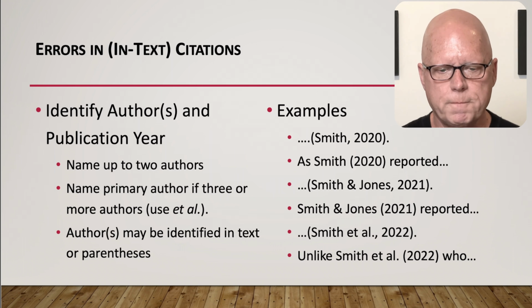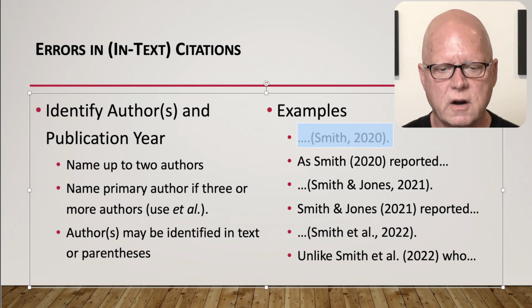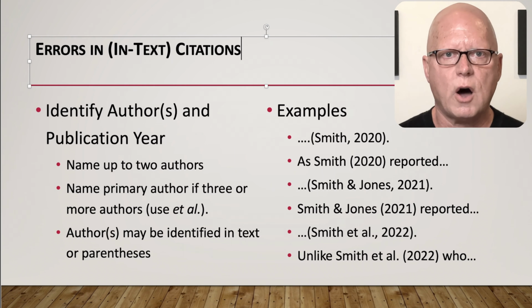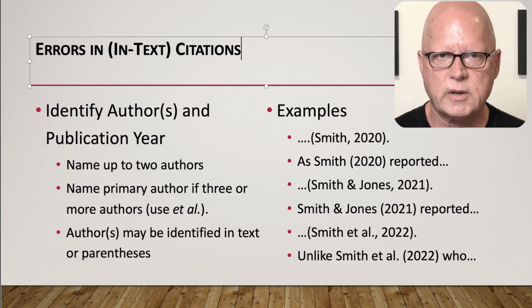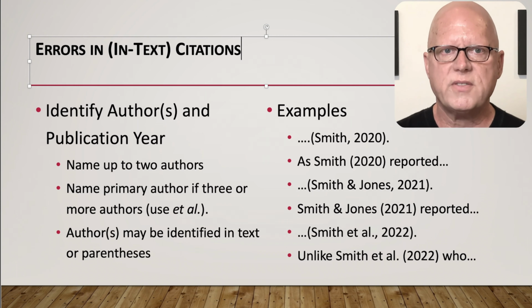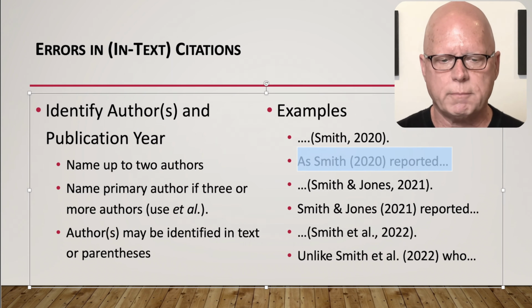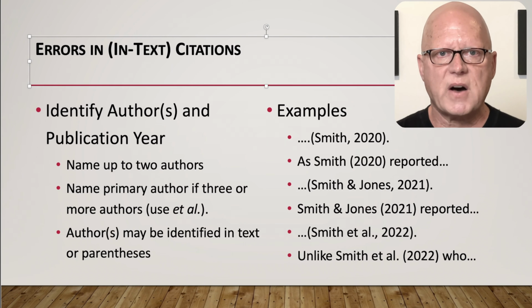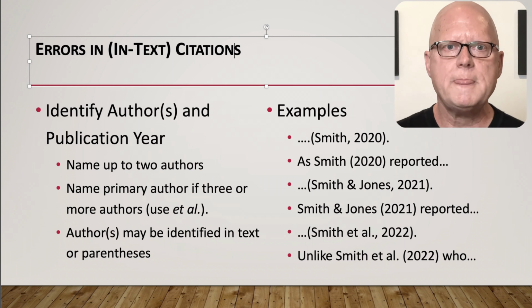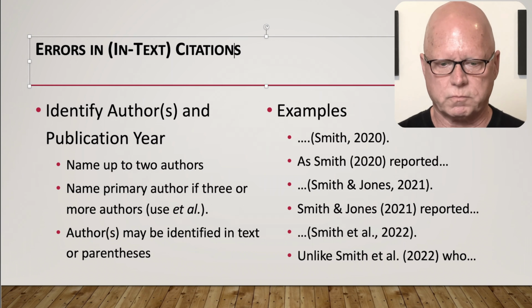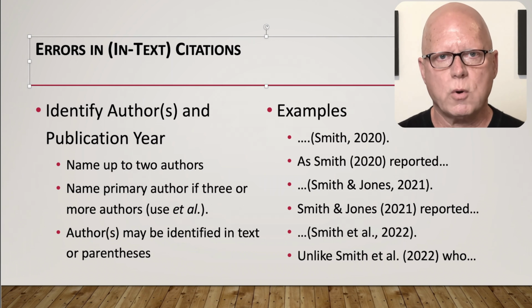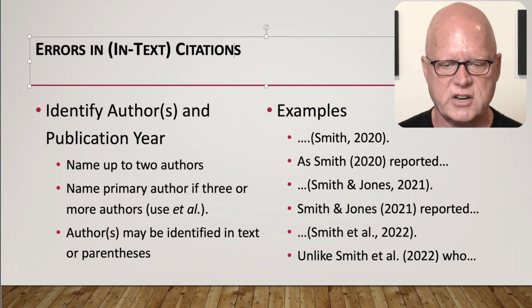For example, here I've identified the author and the year of publication within the citation. But in this second example, I identified the author in the paragraph text, thereby requiring only the year of publication to be included in this parenthetical citation.